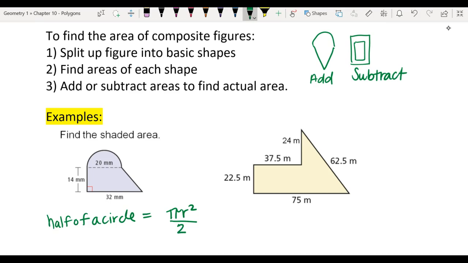What if you had a fourth of a circle? You would divide by 4. Okay? And really those are the only two we get, is the half circle and the quarter of a circle.